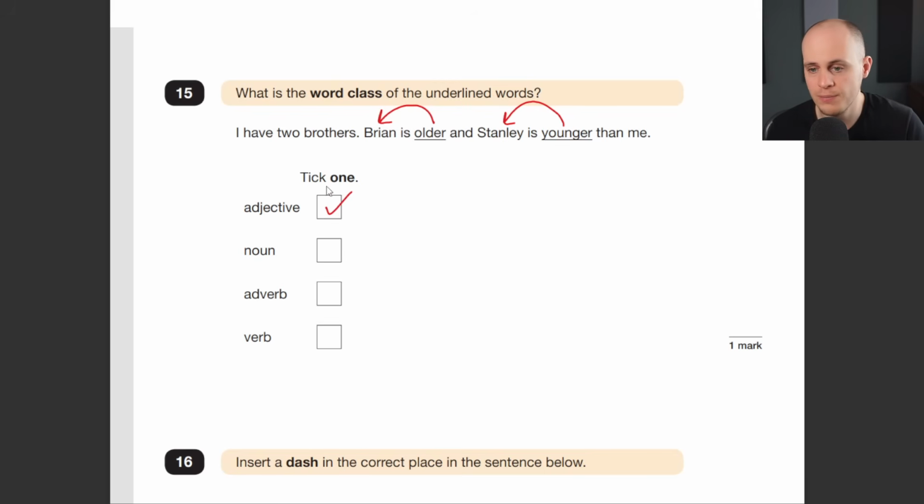Now, if you weren't too sure of that, you can probably get rid of the other ones anyway. It's not a noun. Nouns are people like Brian and Stanley, things, places. It's definitely not a noun. An adverb describes a verb. There's no action here. It's not describing a verb, and a verb is an action. And these aren't verbs. They're not actions. They're just describing the brothers.